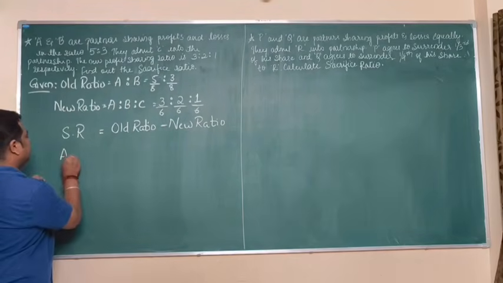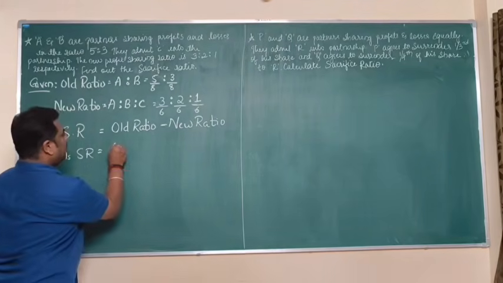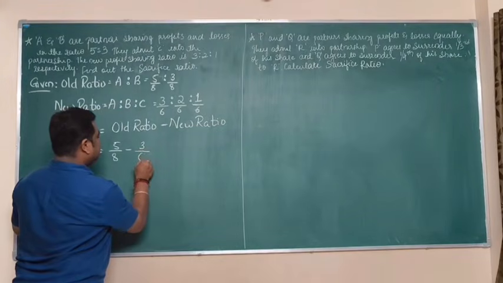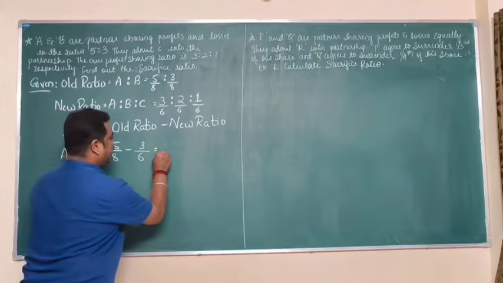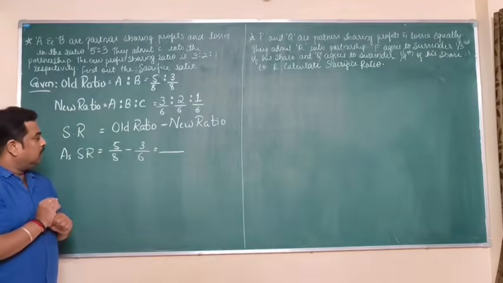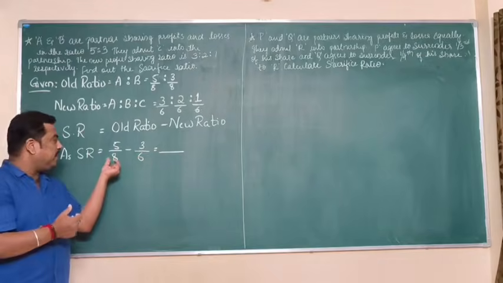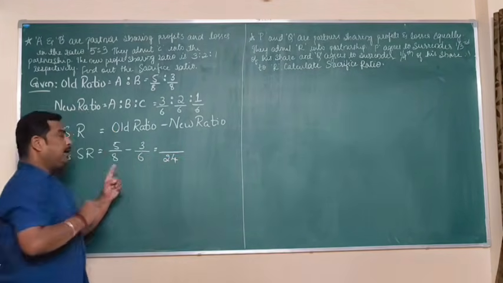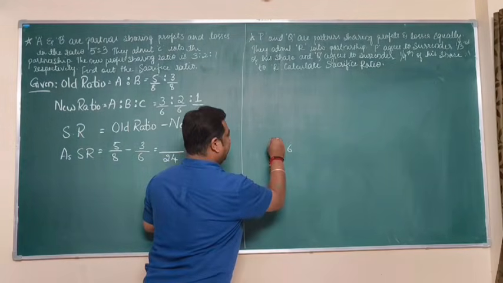So A's sacrifice ratio is equal to, what is A's old ratio? It is 5 by 8 minus, what is A's new ratio? It is 3 by 6. Now if you observe here, 8 and 6. So what might be the common LCM? 8 and 6, can we take it as 24? 24 is a common number which both 8 and 6 divide. So I can take 24. How did you get 24? Just a quick look, the school method, 8 and 6.